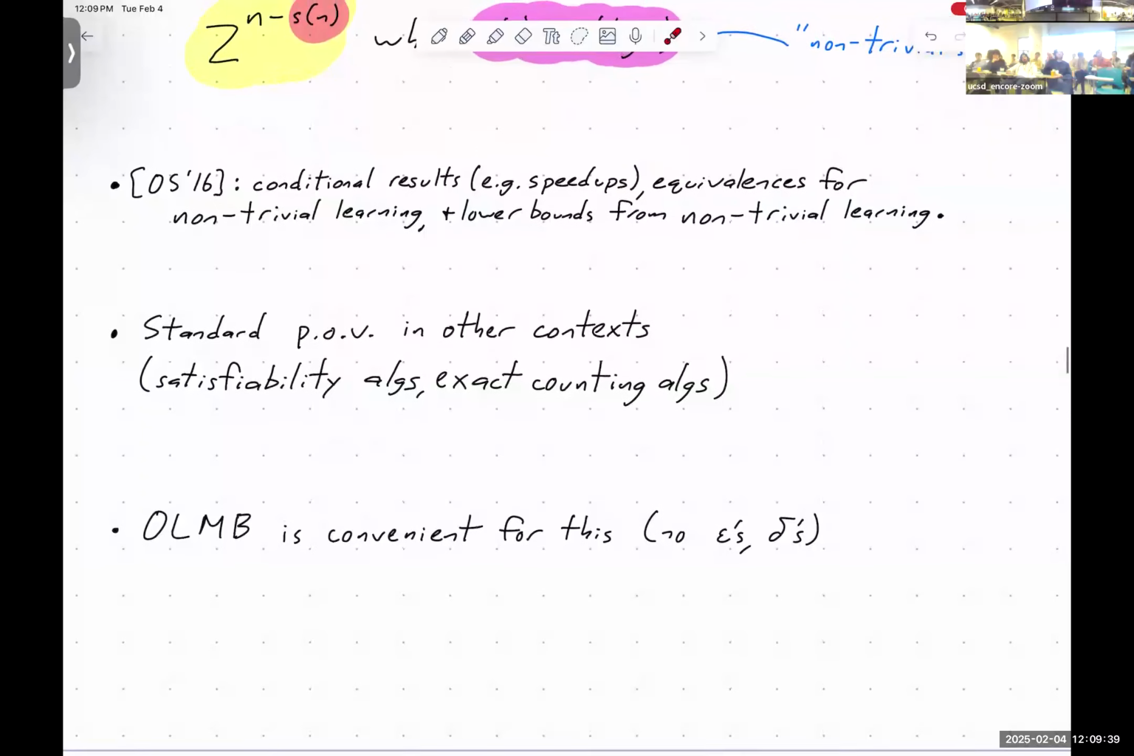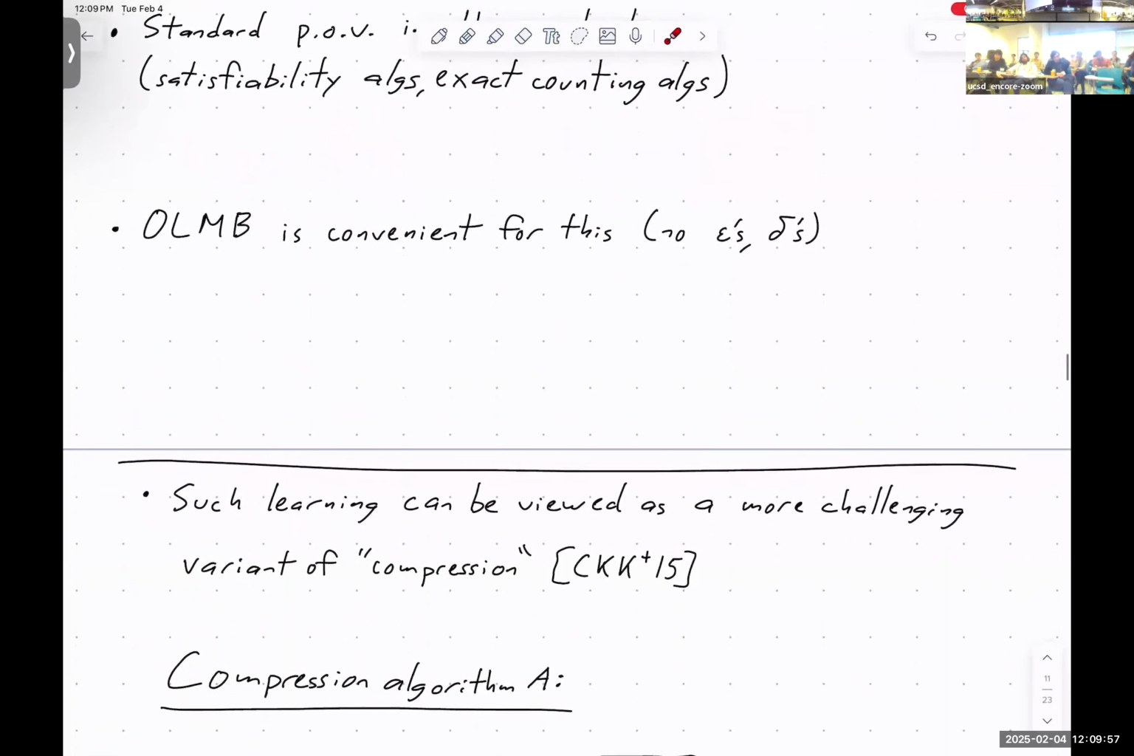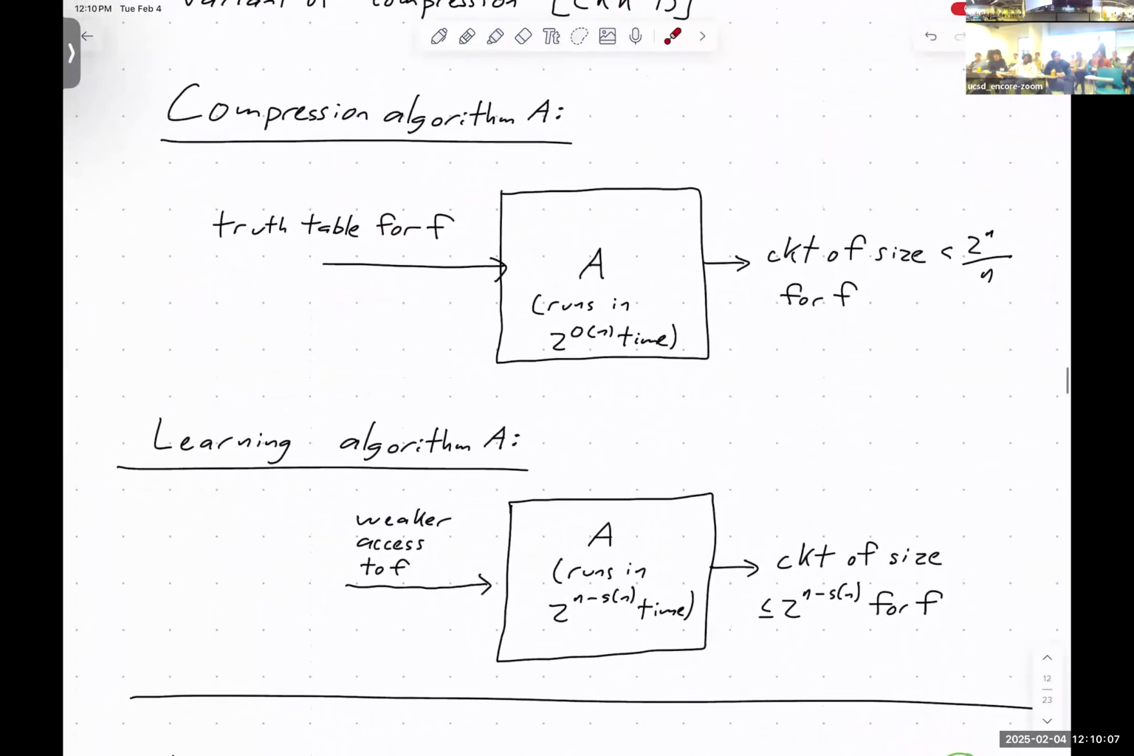This really doesn't matter, but if you want, you can think about this in the online setting. There's no epsilons, no deltas, no nothing. It's all just about doing better than 2 to the n. You don't have to worry about how a very high accuracy epsilon comes into the picture. So we can think about this kind of learning as a harder, more demanding problem than compression. So what is a compression algorithm? It's on the screen. A compression algorithm is an algorithm, as I understand it, where you're given a 2 to the n size truth table for your function.